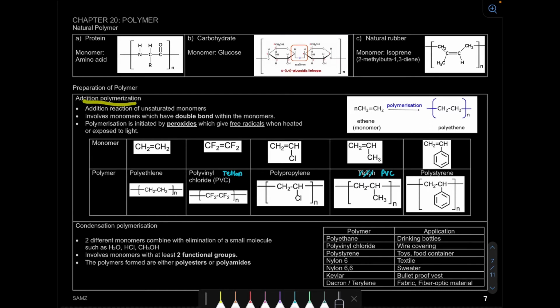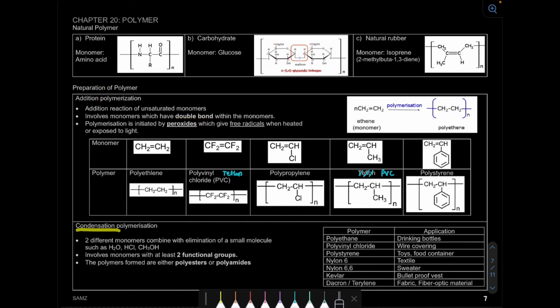Kalau addition polymerization, the monomer tu must be unsaturated. So what does it mean by unsaturated? So it means that your monomer tu must have a double bond. So kalau kamu ada double bond tu, memang kita akan undergo addition polymerization lah.